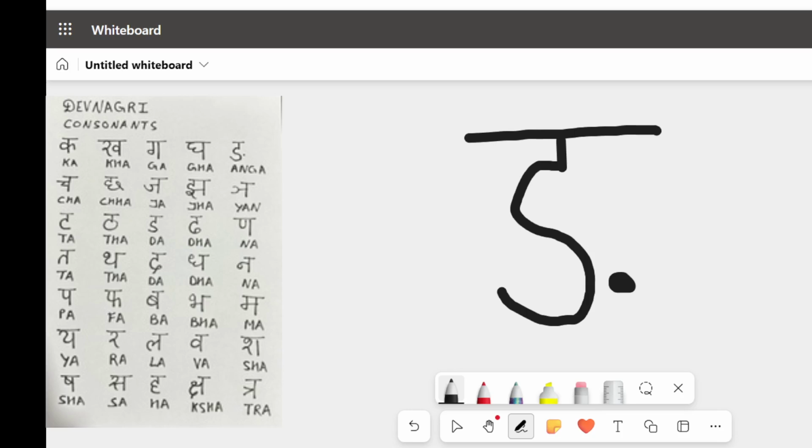Because the Devanagari script is also used in Sanskrit, Anga is a letter which is used in many Sanskrit words. Very few Hindi words use this particular letter, but it is still a part of the script that we are learning. So this is Anga.